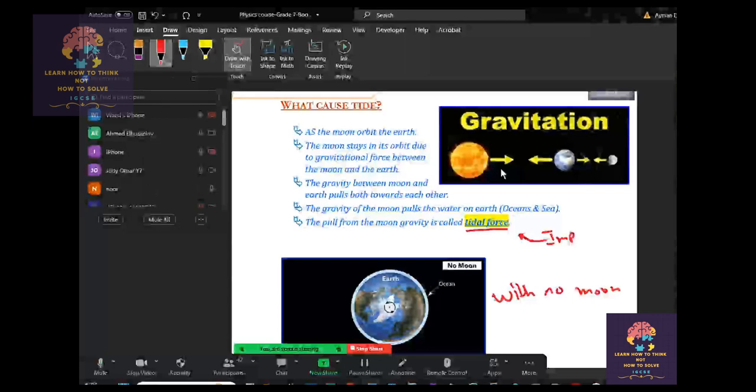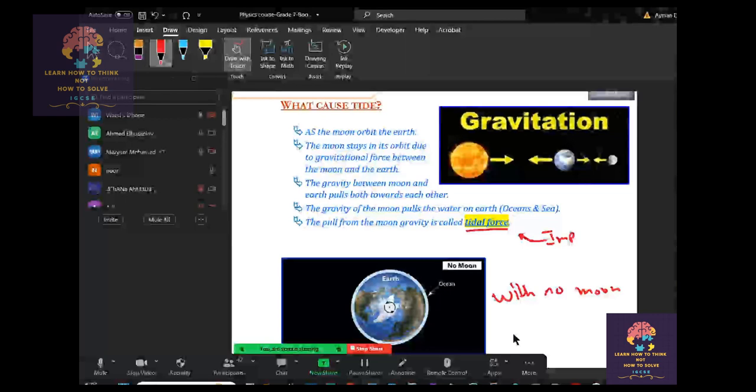The moon will be greater because it's closer to the Earth. Because what? Again, please. Closer to the Earth. Excellent. Very good. But the sun will be weaker because it's far away from the Earth.